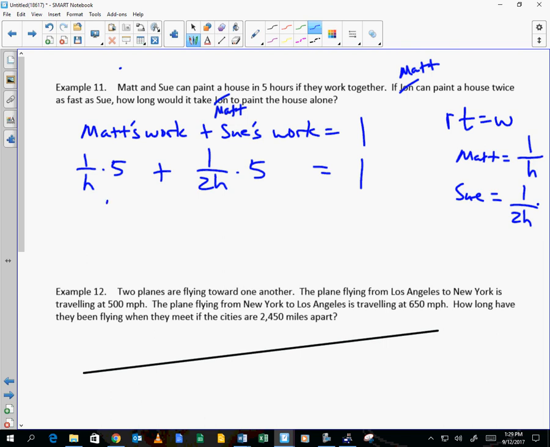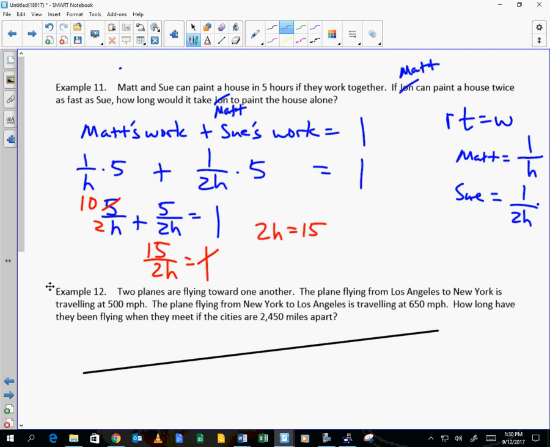All right, so we have 5 over h then, plus 5 over 2h is equal to 1. You tell me. Well, 2h, so I've got 10 over 2h. So I get 15 over 2h is equal to 1. Or 1 over 1. Cross multiply, we get 2h is equal to 15. H is 7.5.